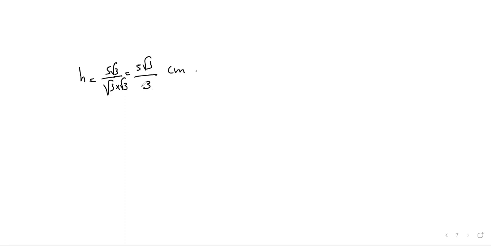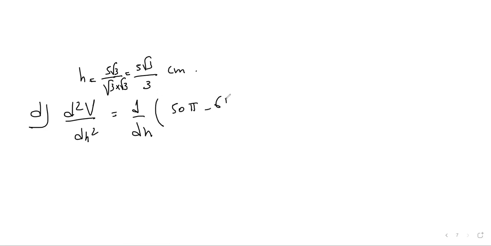So this is a stationary point. Until now, I don't know if this is a maximum or minimum. I just know that this is a turning point. To know the type, I need to get the second derivative and see its sign when h is equal to 5 square root of 3 divided by 3. I already know that the first derivative is equal to 50 pi minus 6 pi h squared. Differentiating this, the first part is equal to 0 and the second part is equal to negative 12 pi h.